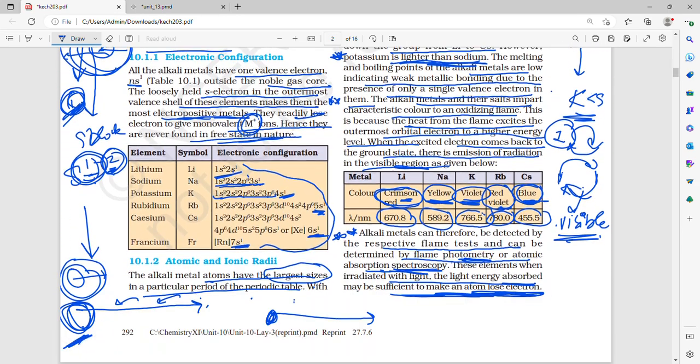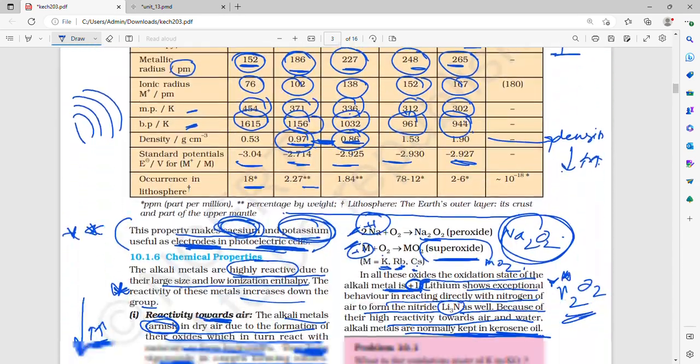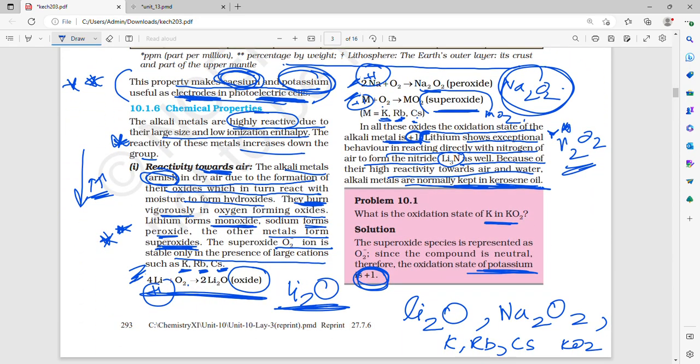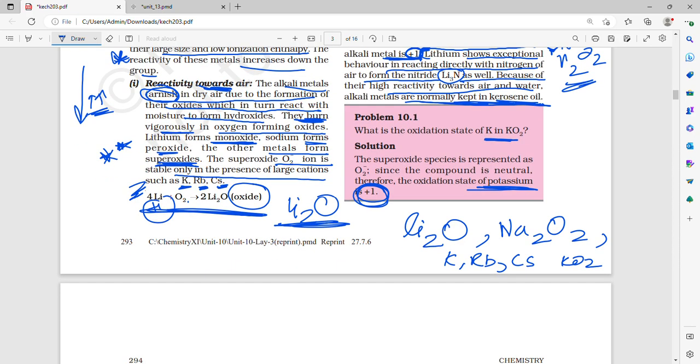Yeah, LiCl.2H2O. No other alkali metal shows these two properties. Then, because of their high reactivity towards air and water, alkali metals are normally kept in kerosene oil. Why are they kept in kerosene oil? Because alkali metals have very high reactivity towards air and water.